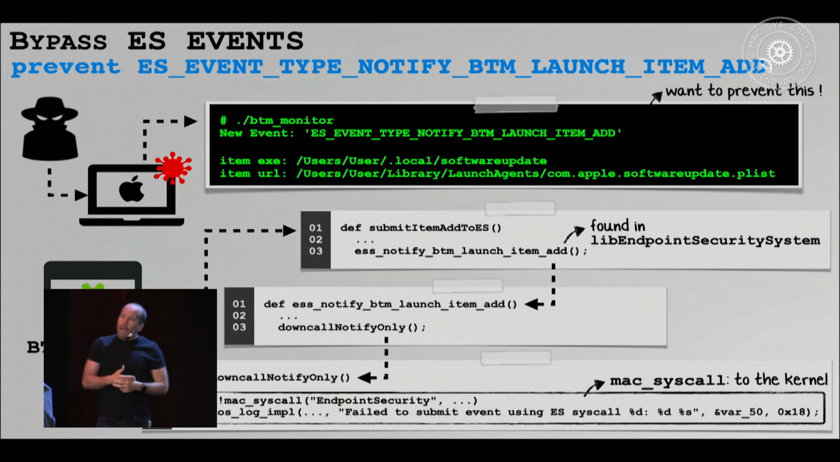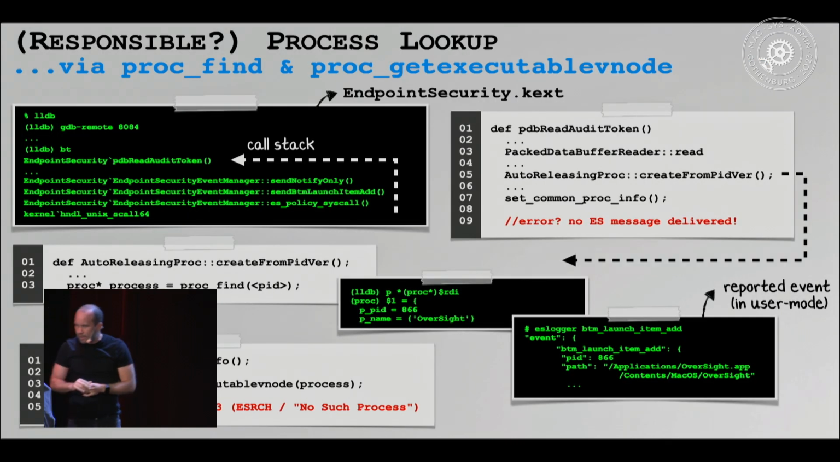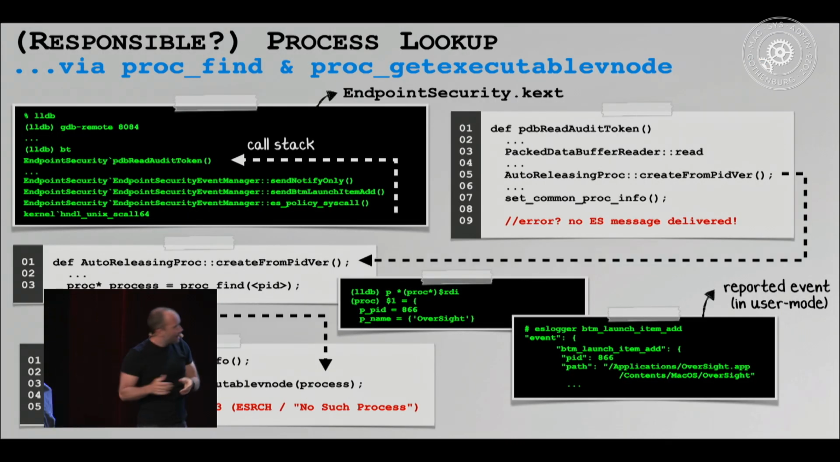Again, we talked about the background task management daemon and how it is responsible for delivering the alert to the endpoint security subsystem, which is then sent to endpoint security clients. I reverse engineered that. There's a method called submit item add to ES that calls some notify function, which eventually calls down to call notify only, which ultimately calls into the kernel to process and deliver the endpoint security event. So I was like, we have to go into the kernel. Oh, that's fine. I have a lot of free time.